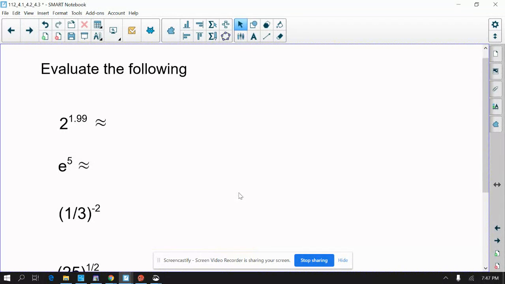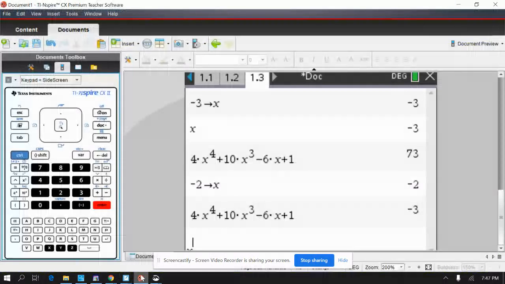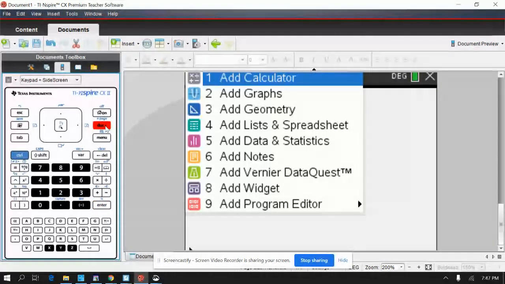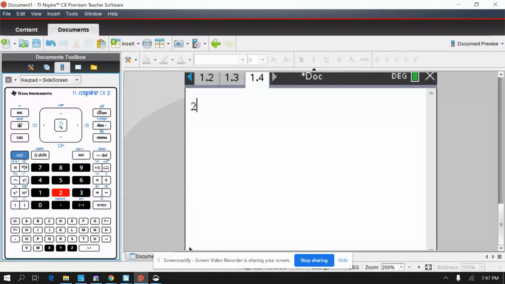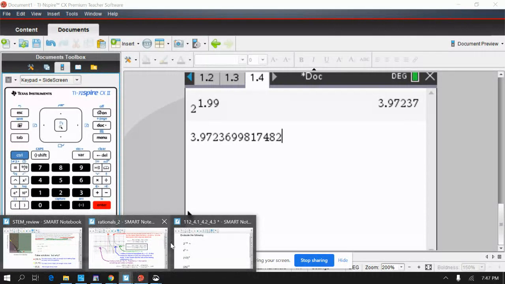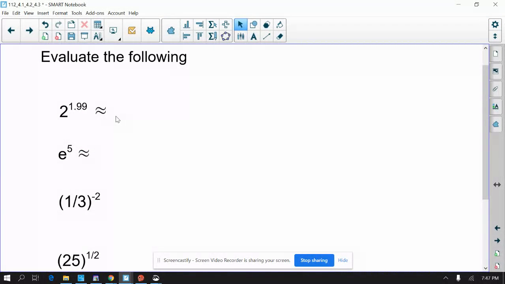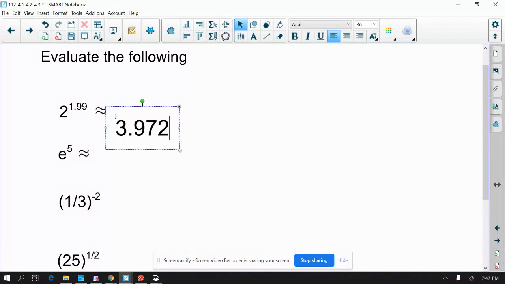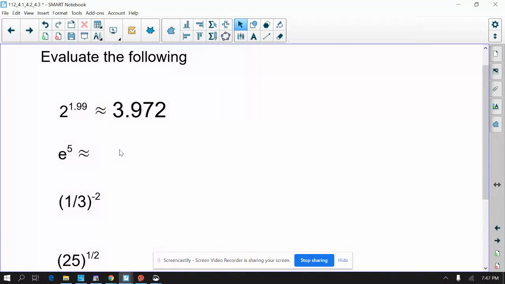Let us evaluate. So what is 2 raised to the 1.99? Go to my calculator. Let's get a new fresh page. And I just take 2 raised to the 1.99, and I get 3.9723. To get more decimals, if you go up, highlight it and press enter, it'll give you a little bit more. So 3.972 is 2 raised to the 1.99.